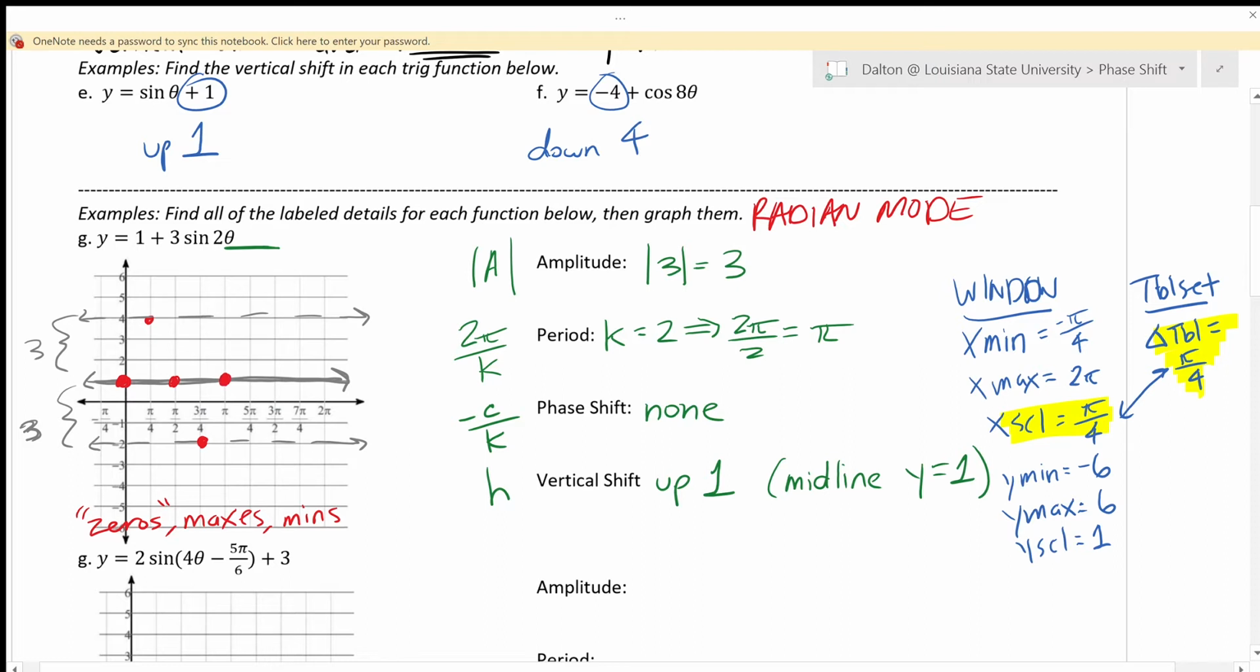At 5 pi over 4, which is 3.927, we're up to 4. At 3 pi over 2, we're back down to 1. At 7 pi over 4, we're back down to -2, and at 2 pi, we're back up to 1. Are these the same points y'all got?